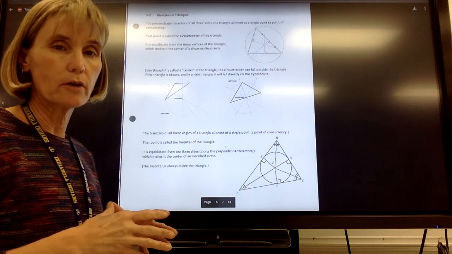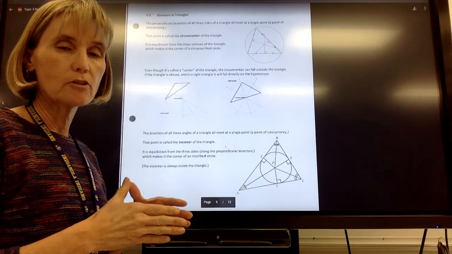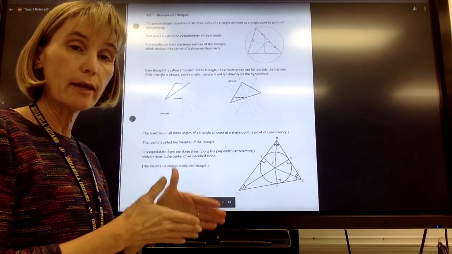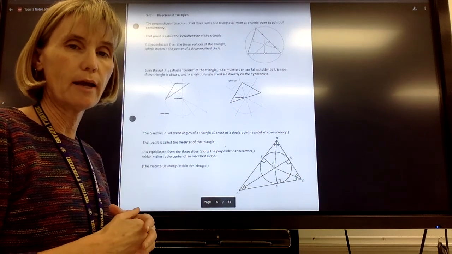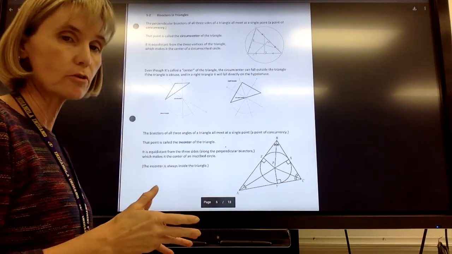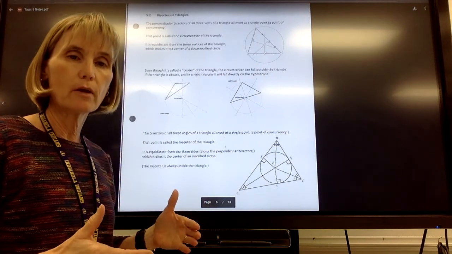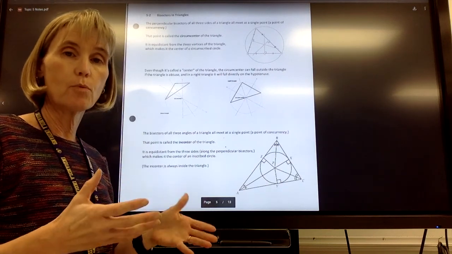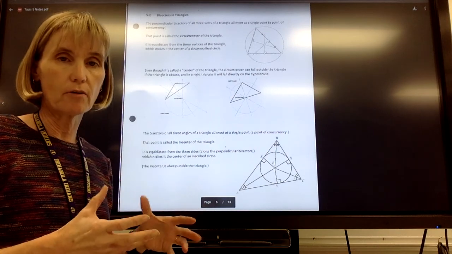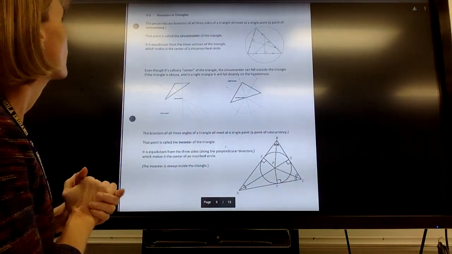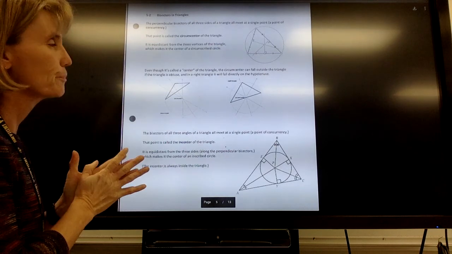Or we're also going to look at angle bisectors. And when we have an angle bisector, each angle of the triangle is going to be cut in half. So we're going to look at the difference between those. Typically in a normal year, we would get out the compasses and the straight edges, and we would actually do the bisecting ourselves. But we're not going to do that this year because we can't share the equipment.